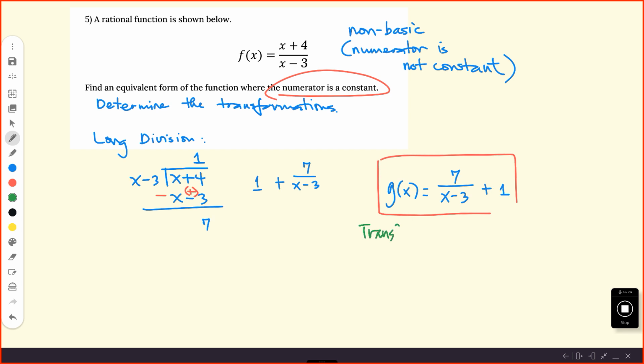Now, who can give me the transformations here? Okay, so we have right 3. What else? Right 3. What other transformation do we have? Up 1, yes, and then stretch by 7. And we're done. So we have to put the 1 after, because normally we would put the 1 before the remainder. But since we're writing the basic rational function, the plus k will be after the rational expression. Yes.